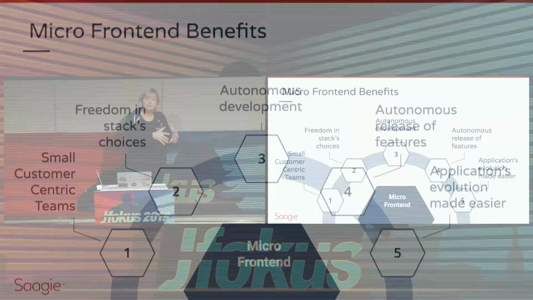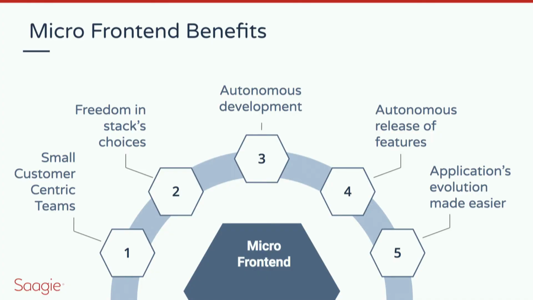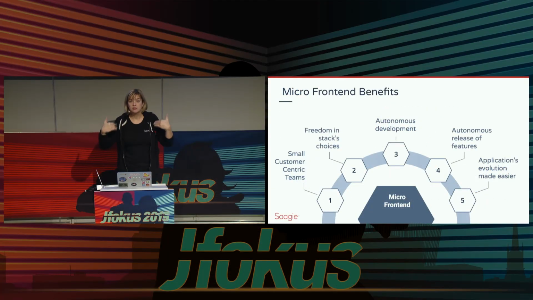So we keep the benefit of having those small teams, but they are now customer-focused. We keep the benefits of having freedom in our stack choices, but now applied to front-end, which is quite a thing, right? Plus, your teams are now more autonomous in their development. Because if something is broken on the search page, owned by the search team, it has no impact on the work of the product team, which is working on the product page.